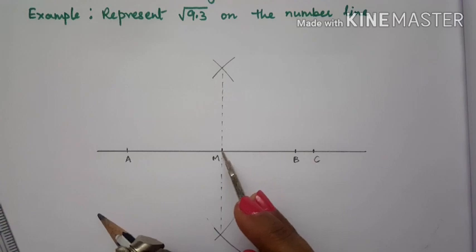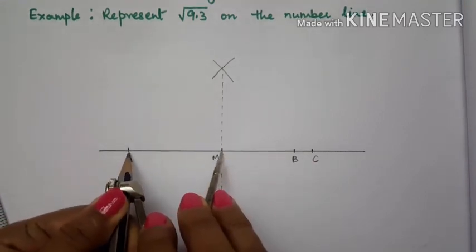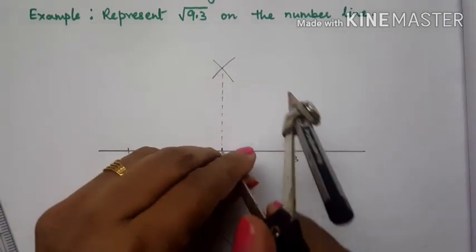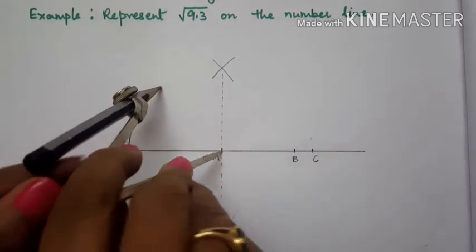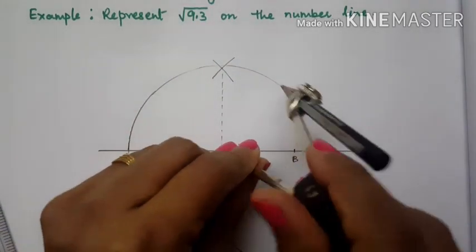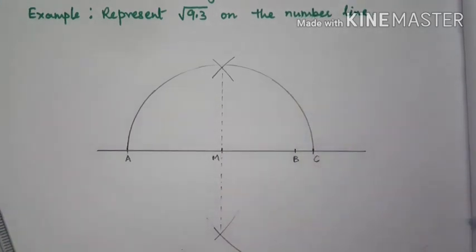Now keeping the compass pointer at M and the pencil at A or at C, draw a semi-circle. Now we will construct a perpendicular to line AC at point B.